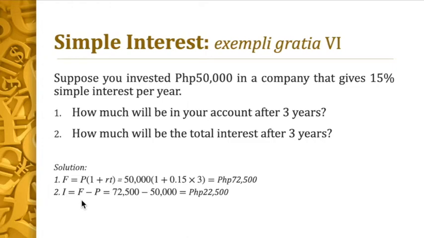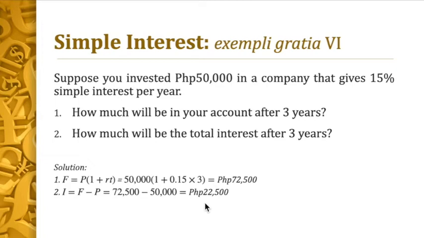So how can you get your interest in such a way that you're given the future value and your principal amount? By transposition, we can use this formula, F minus P. Your amount there minus your principal, of course, what is left is your interest earned, right? So let's put this in the calculator, minus 50,000. Okay, so 22,500 pesos is your interest earned after 3 years.